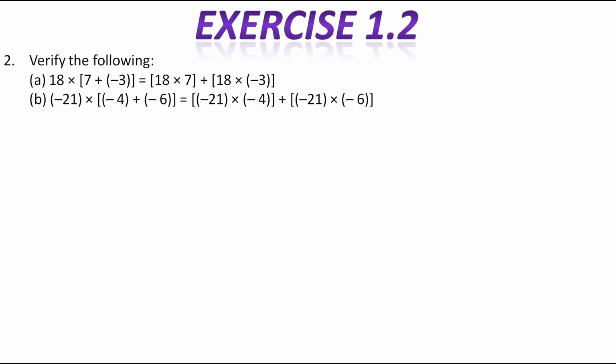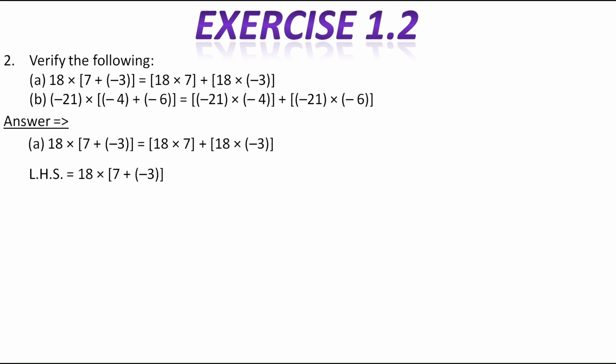Okay. So first of all, we will solve the left hand side of the equation, and that is 18 into 7 plus minus 3. Now as per the BODMAS rule, we have to solve the bracket first.